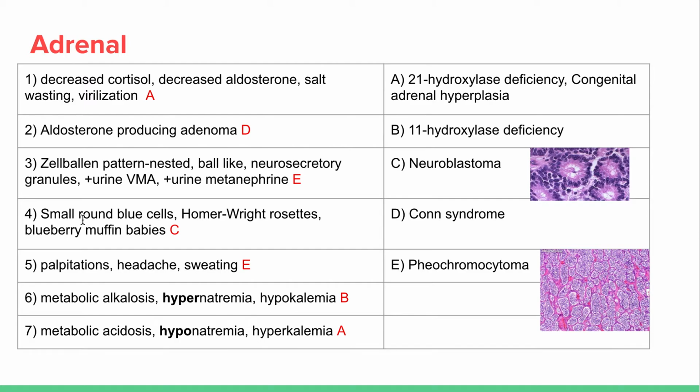Okay, number 4, small round blue cells, Homer-Wright rosettes on histology, and blueberry muffin babies. So this is our option C, neuroblastoma, and you can clearly see these beautiful Homer-Wright rosettes on histology. Coming to 6 and 7, you have metabolic alkalosis, hypernatremia, hypokalemia, metabolic acidosis, hyponatremia, hyperkalemia. So how I remember this, right? Honestly, just focus on the sodium and you'll be able to answer these. So let's go to the next slide.